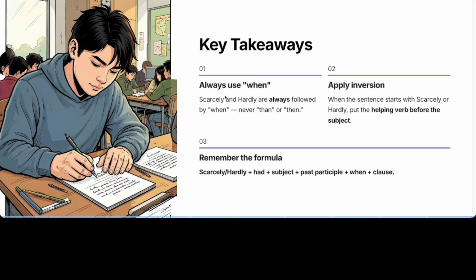So key takeaways: always use when. Scarcely and hardly are always followed by when, never than or then. Apply inversion. When the sentence starts with scarcely or hardly, put the helping verb, which is had, before the subject. Remember the formula: whenever you have scarcely or hardly, verb followed by subject, then past participle, followed by when, and then we have a clause.